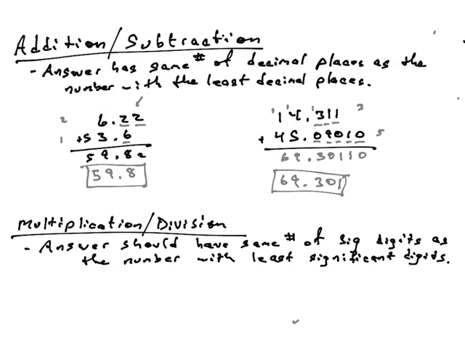Okay, so notice the difference between these two. They're very similar. For addition, it's the same number of decimal places as the number with the least number of decimal places. So it doesn't say anything about significant digits. It says how many decimal places do you keep. But for multiplication and division, now you worry about how many significant digits there are, not how many decimal places.